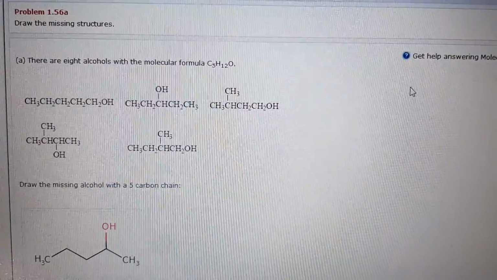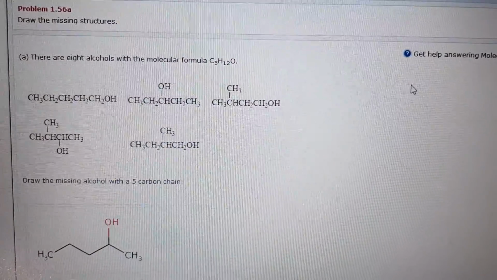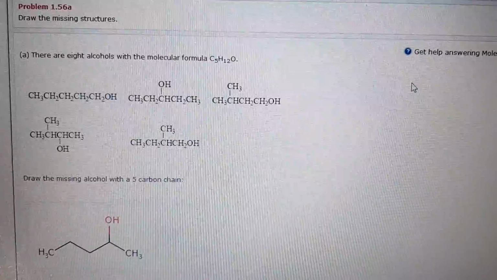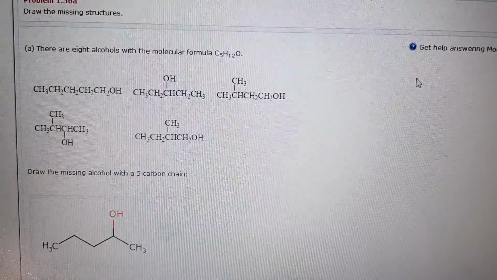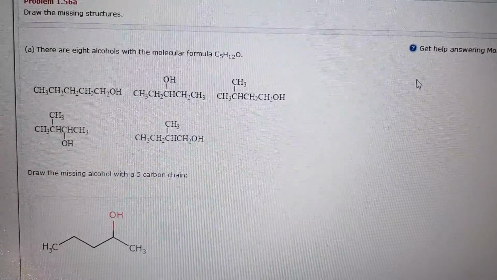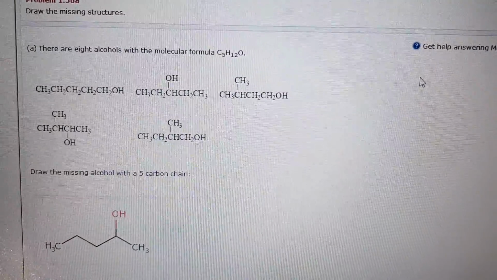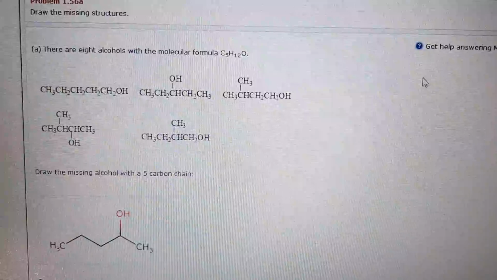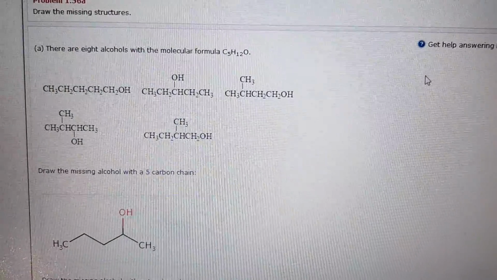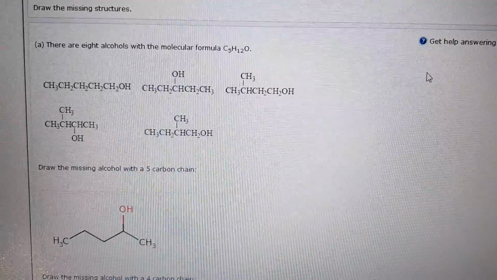All right, so we're working on this problem. It says there are 8 alcohols with this molecular formula. So alcohols, we know, have an OH group, and there are 8 of them, and 5 are shown, and it says there's 3 that are missing. So I want to show you how we might go about finding the answer to this. I'm going to rotate around and show my paper here real quick.